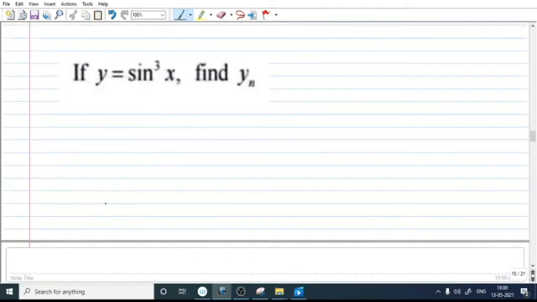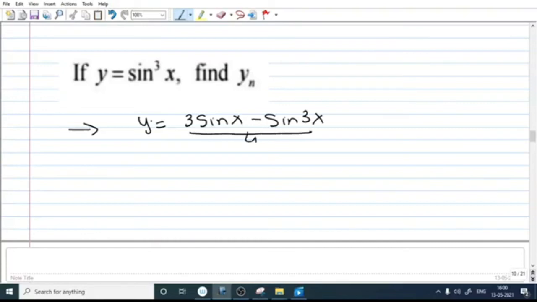How are we going to proceed with this one? We know that it is a product: sin x into sin x into sin x. We want to find the nth derivative of this function. So we are going to use sine cube x. How can we get sine cube x? Using the sine 3 theta formula, because in the sine 3 theta formula there was sine cube x. So we can write sine cube x as 3 sin x minus sin 3x, the whole upon 4.